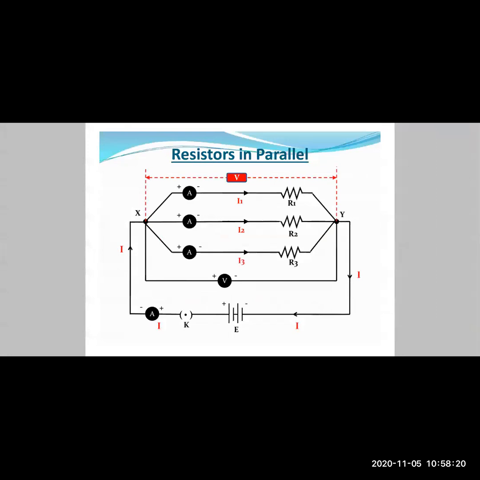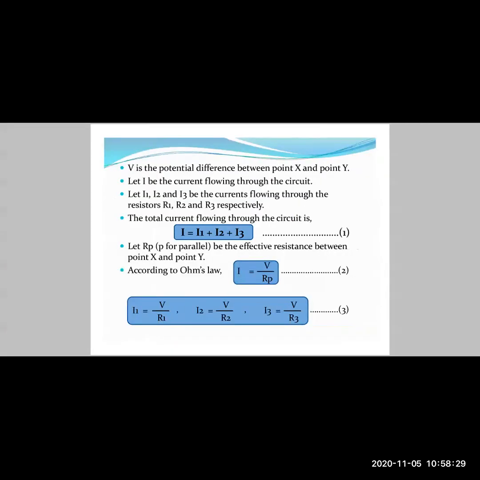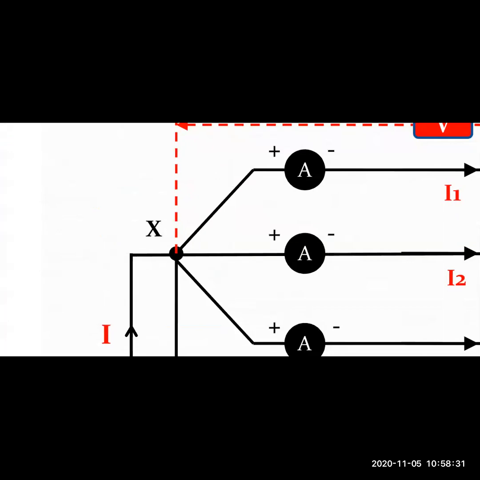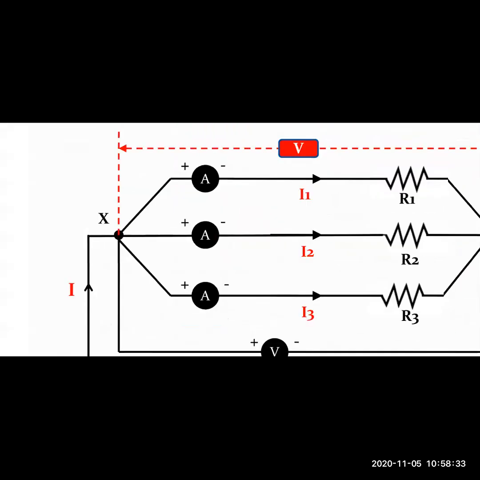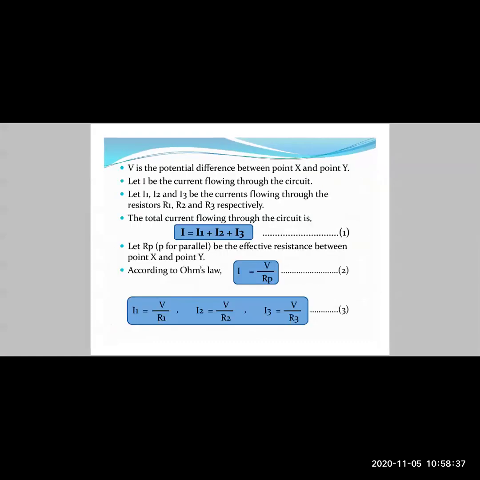Then point number 3. As we have seen, the 3 resistors are connected in parallel, and from point X you can see the 3 conductors get divided, and therefore the current also gets divided. So we can say that let I1, I2, and I3 be the currents flowing through the resistors R1, R2, and R3 respectively.